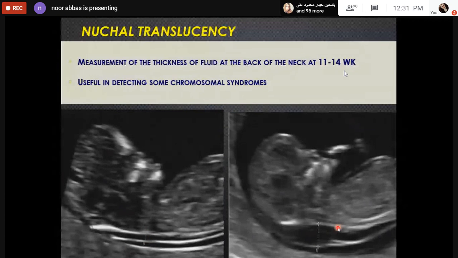الثاني ترايمستر راح نقيس growth parameters اللي هي الثاني ترايمستر نعتمد على femoral length والbiparietal diameter. هذا الbiparietal diameter from the leading edge to the leading edge of the bone نقيسه ويعطيني estimation عن الfetal age. Femoral length, the length at 22 weeks, 25 weeks, 28 weeks, etc.